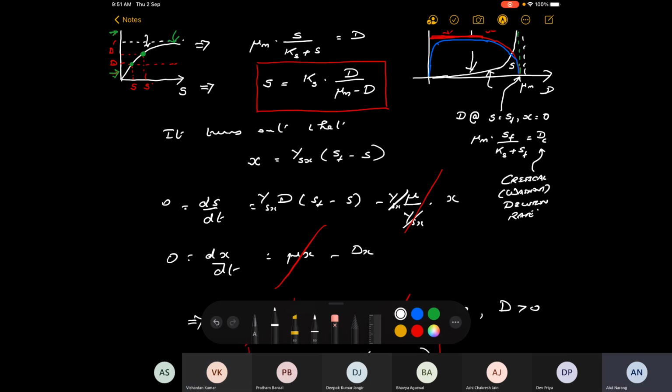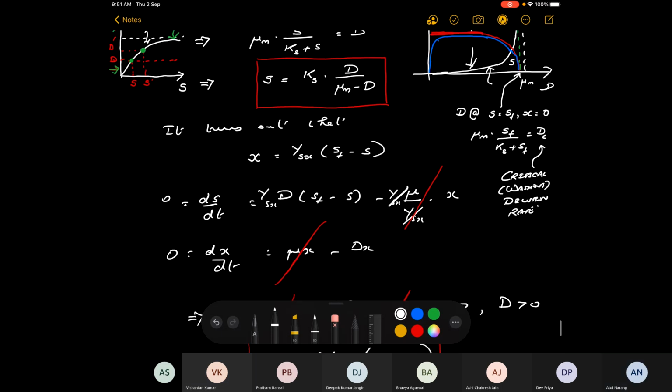Yes, sir. Now it makes mathematical sense. Because the maximum rate at which the cells can grow, given that the feed concentration is SF, is just mu m times SF over Ks plus SF. They can't grow at a rate faster than that, right? Are you with me? Yes, sir.